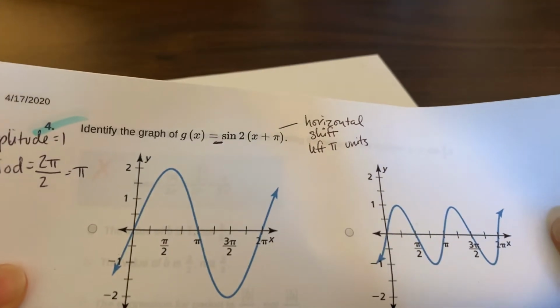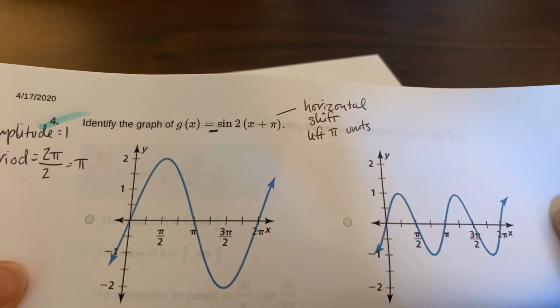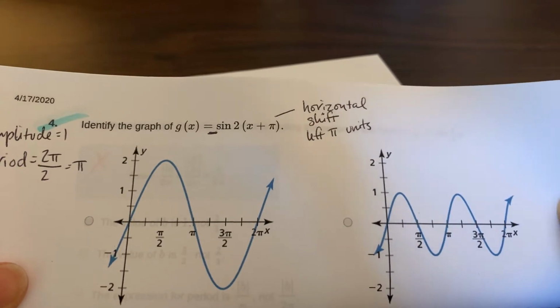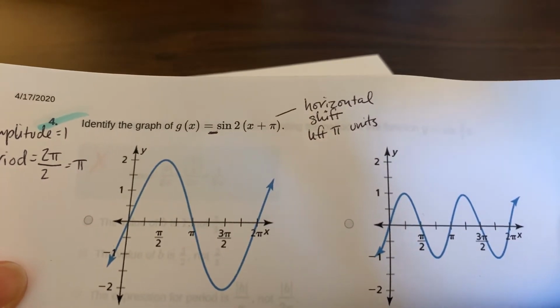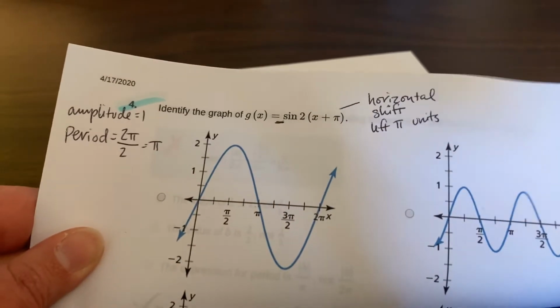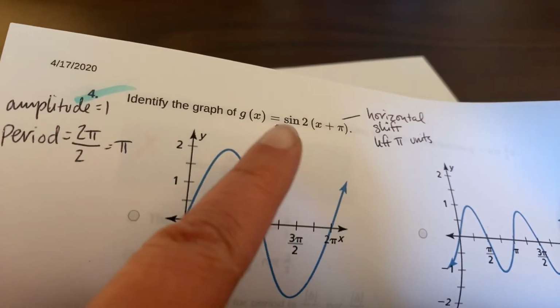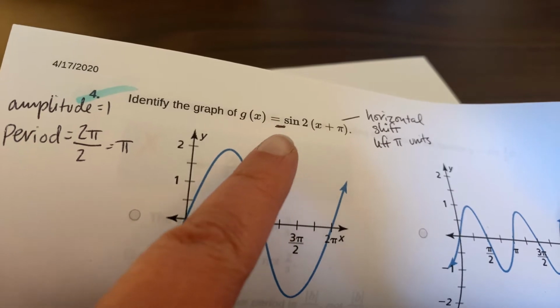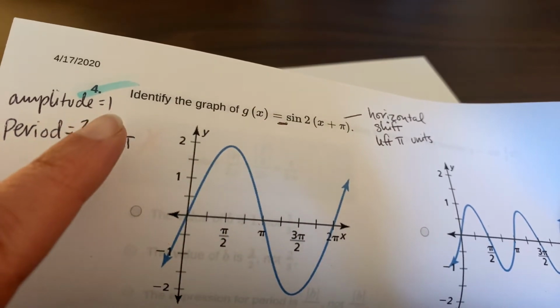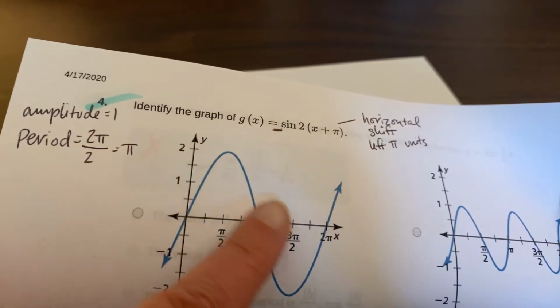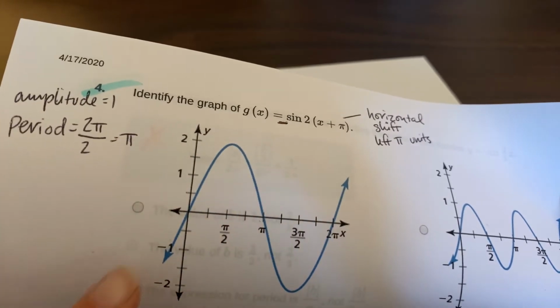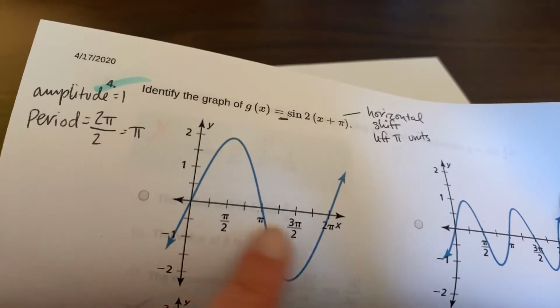So number 4 said identify the graph of g of x equals sine of 2 times the quantity x plus pi. And we want to look for a couple things first. First, we notice that there is no number in front of the sine, right? And so our amplitude is still 1. So we can cross this guy off, right? This one goes up to 2 and down to -2. That is not the answer.